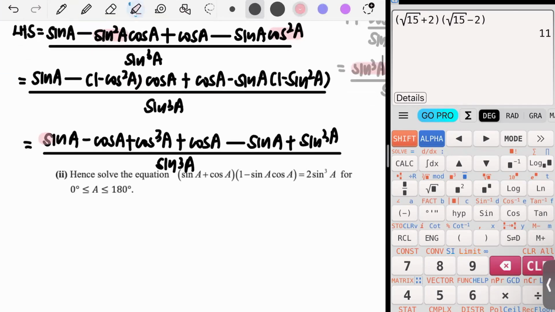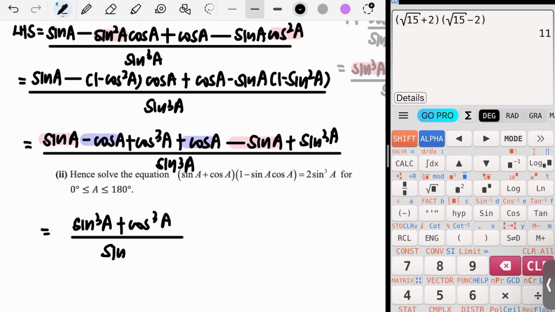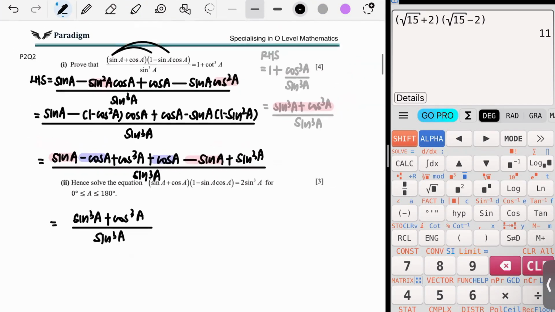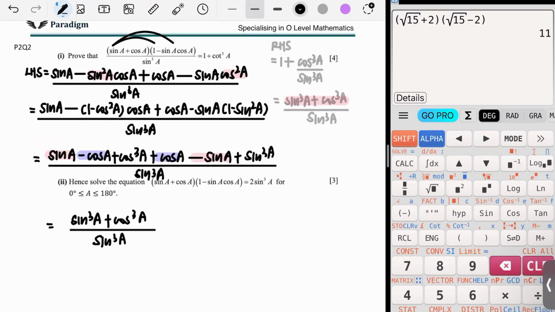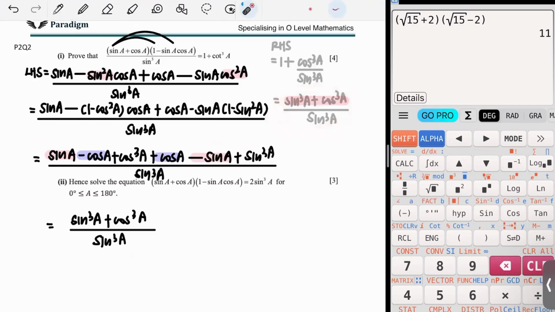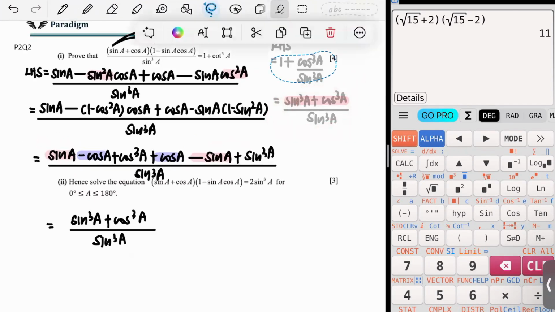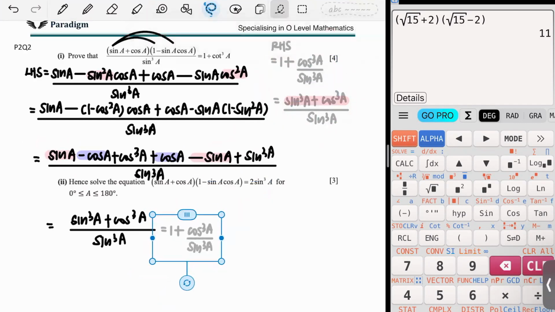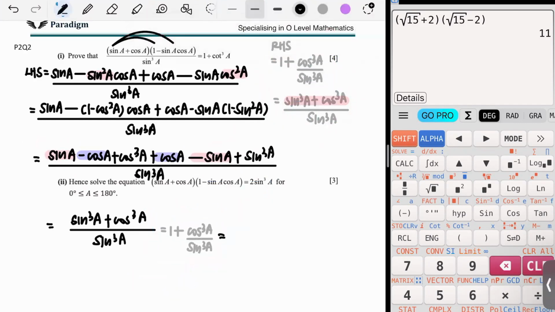Okay, you notice something? See? Bye-bye. See? Bye-bye. So what are you left with? You're left with sine cube A plus cosine cube A over sine cube A. Should be a little bit familiar already because it's here. Ta-da, it's here. So since it's here, you just copy this over. Must copy, cannot just leave it like that. Then must finish writing it.